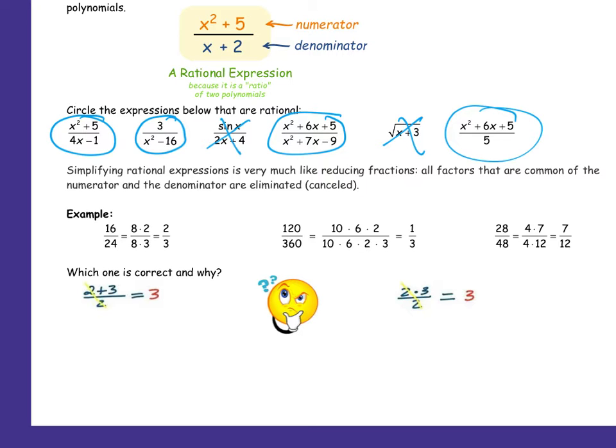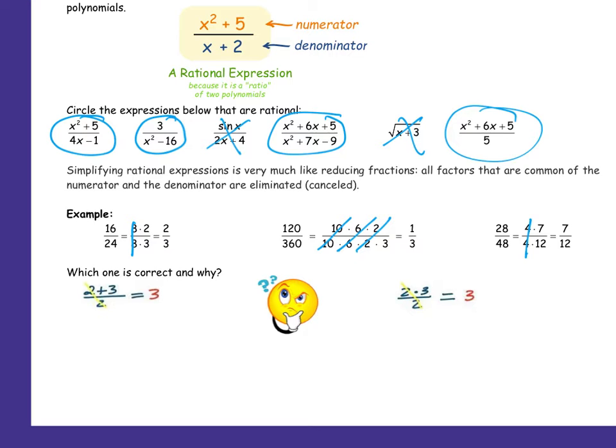Simplifying rational expressions is very much like reducing fractions. All factors that are common to the numerator and the denominator are eliminated or canceled, right? So in the first one, I've got 2 8s that are gone, right? We just simplify the fractions. You guys know how to simplify fractions.